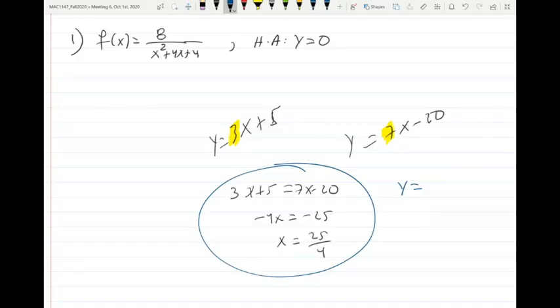So if you put 25 over 4 in the first line, you will get the same y as if you put it in the second line. That's exactly what we're solving here. Do you understand this?